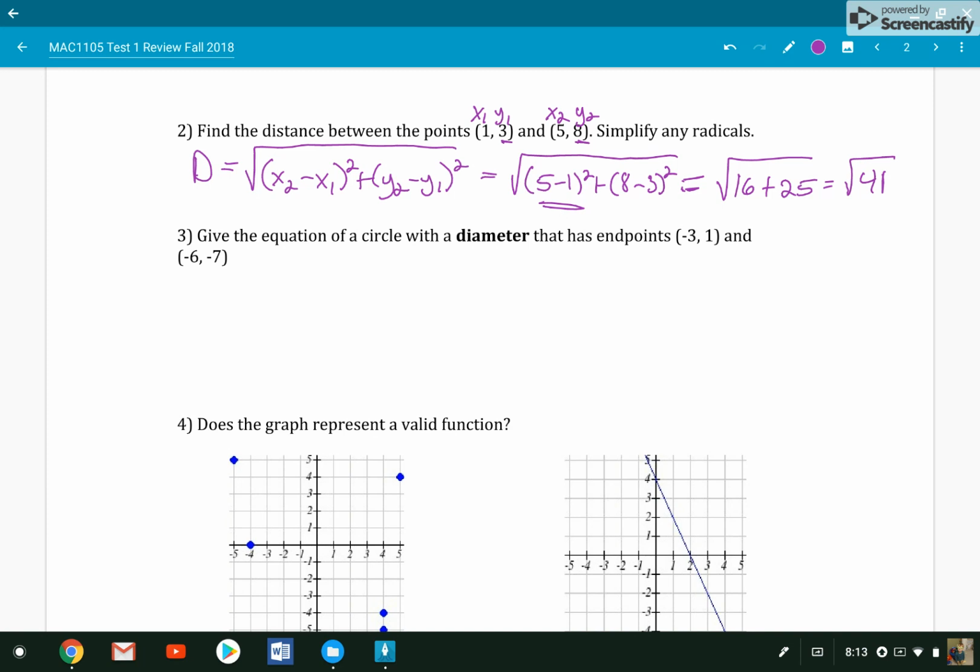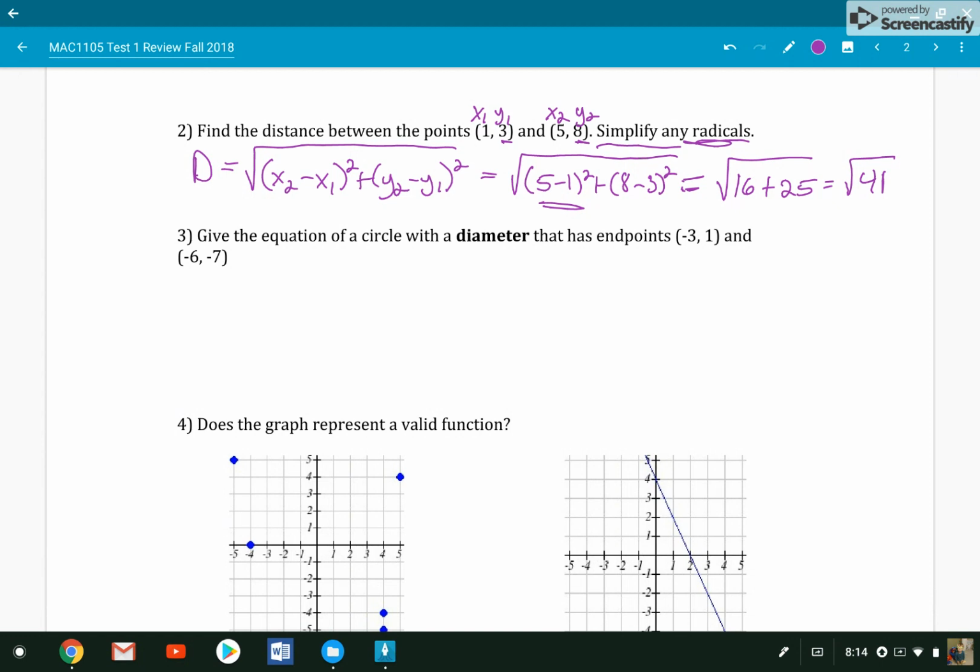Now, 41 is not a perfect square, so I can't just say that's equal to 8 or 4 or 6 or anything like that. As well, 41 is prime. No other number will go into 41 except 1 and 41, so that means a perfect square like 4 or 9 or 16 or 25 will not go in there, so I would just leave this as square root of 41. I do not have to simplify any radicals here. However, you may have to simplify a radical or two on your test, so make sure you look back through our notes on distance formula where we did simplify some of those.